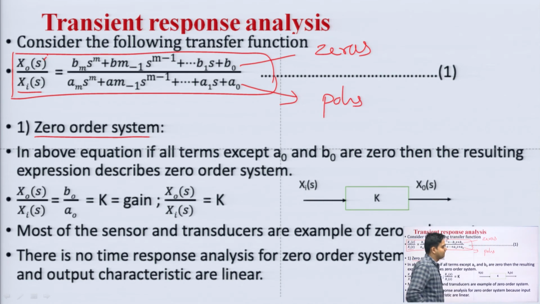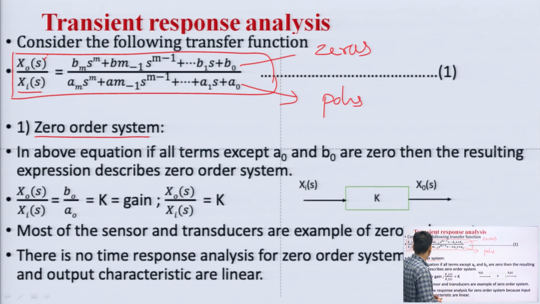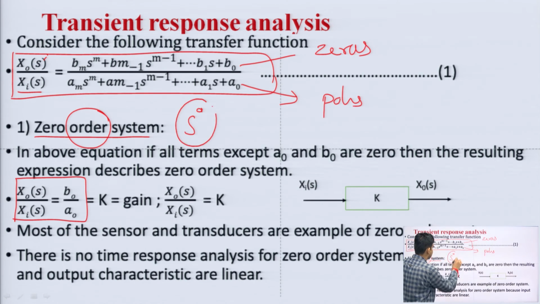Zeros are the complex frequencies which will make the system response 0, and poles are the complex frequencies which will make the system response infinite. All this we had seen in the previous lecture. So, when we discuss the 0 order system, in that case the transfer function would be given like this. You have to focus on the term order. Order means the highest power of s would be s raised to power 0. It means this will be present inside the system. Here b naught over a naught, there is no s term.